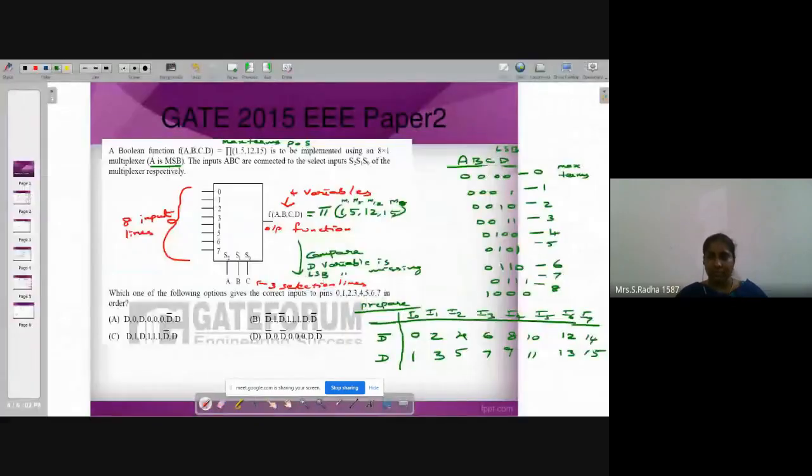If you see, in the given question, it is pi of 1, 5, 12, 15. So round off those terms only. Round off whichever terms are given. And given is 1, 5, 12 and 15.